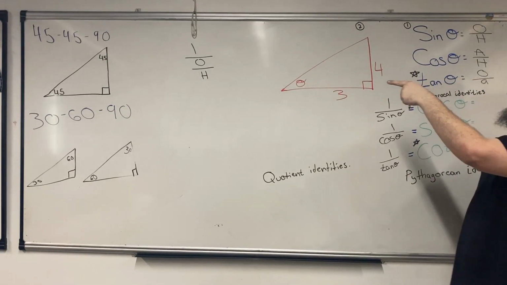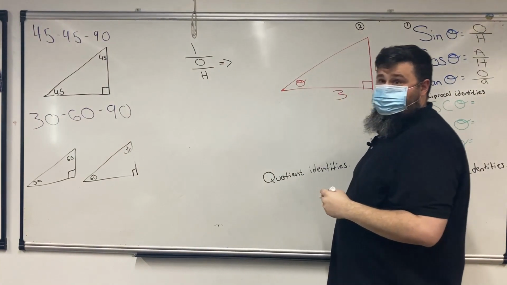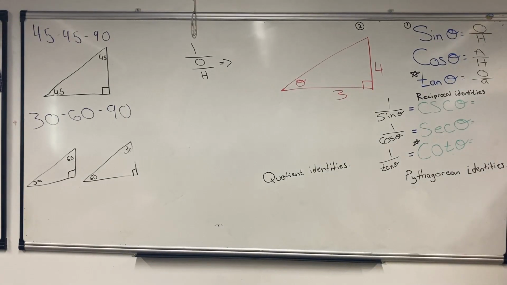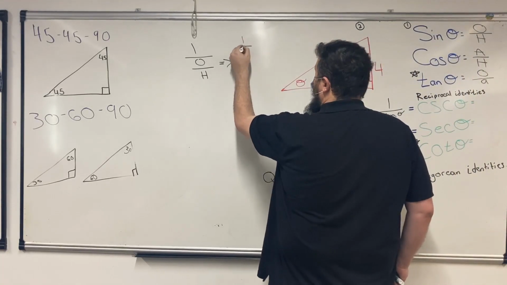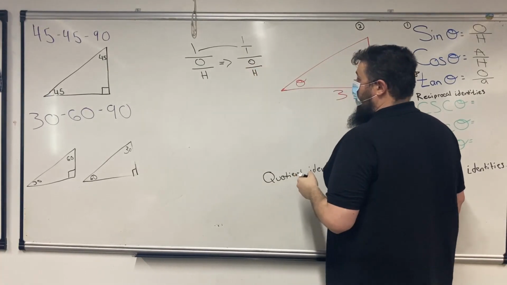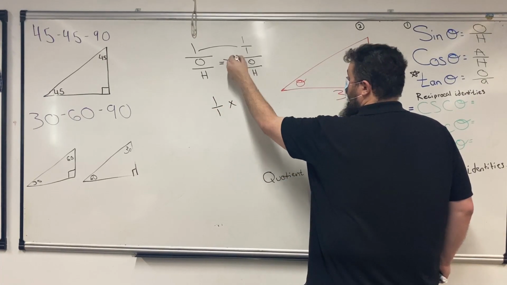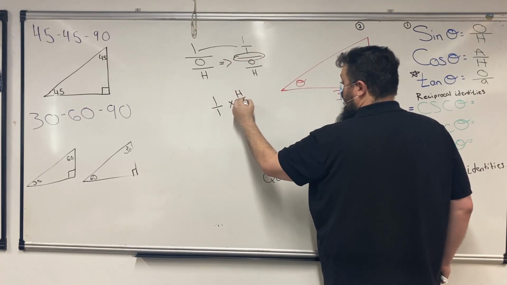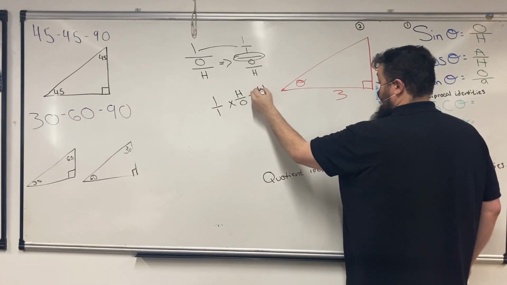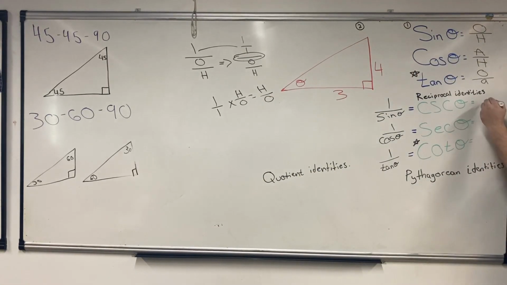How would I evaluate this right here? This is just a complex fraction from algebra 2, right? Yeah. So, this is the same as 1 over 1 for my numerator here, over this. And to do that, I'm going to keep, change this to multiplication, and flip this. What is 1 times h? What is 1 times o? So my cosecant is the hypotenuse over the opposite.